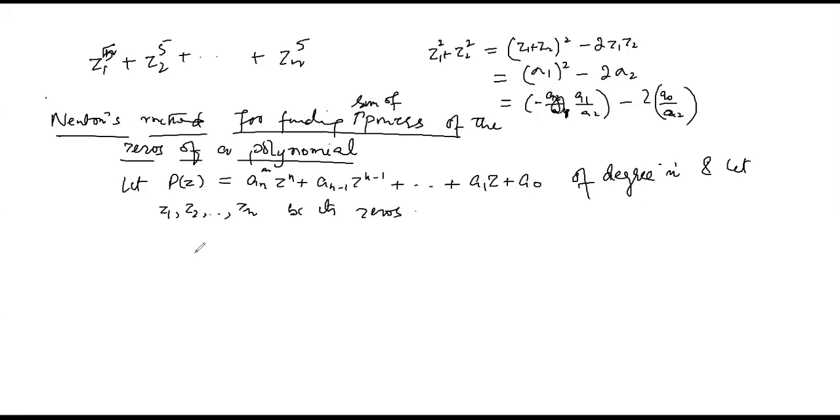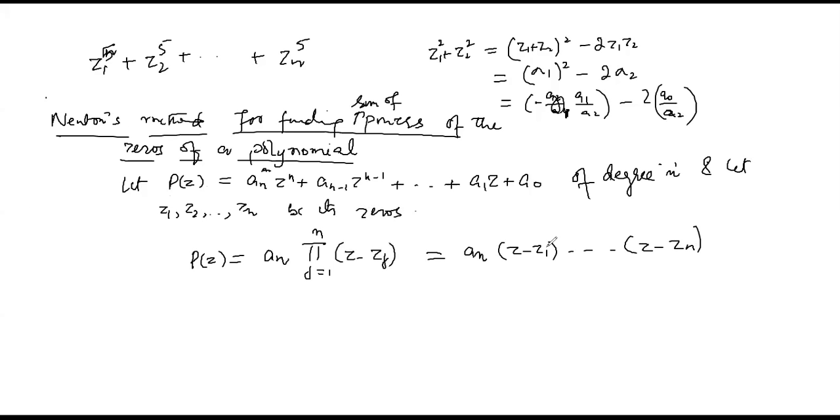be its zeros, so that P of z can be written as a_n into product j runs from 1 to n, because इसके zeros हैं, so we can factorize it, which is the same thing as a_n into (z minus z1) up to (z minus zn). Now we take जिसको तुम कहते हो lower class में logarithmic differentiation, we just take log and then differentiate. So we take log, then using the properties of the logs, log of P(z) is equal to log of a_n plus log of (z minus z1) plus so on and so forth, log of (z minus zn).